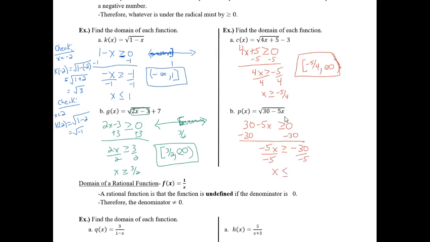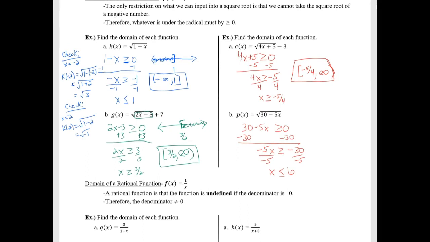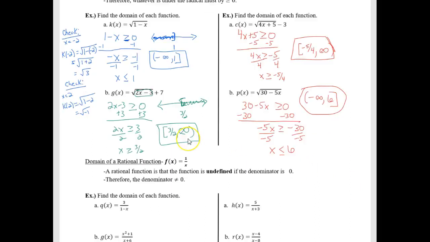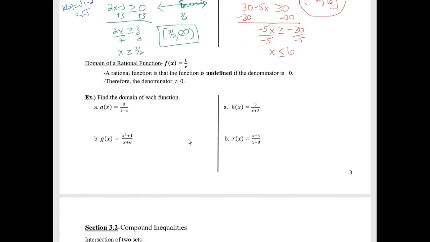We divided by negative 5, so that direction flips to a less than or equal to, and a negative divided by negative ends up positive. So now it's less than, it's all the values going down to the left on a number line. They're getting smaller, so I would start with negative infinity and go up to 6 and include 6 in my interval notation. Alright, let's go ahead and try the rational.